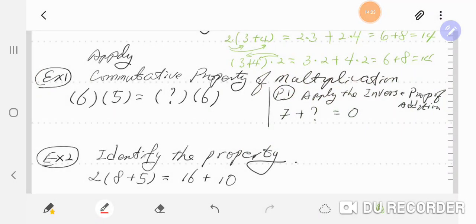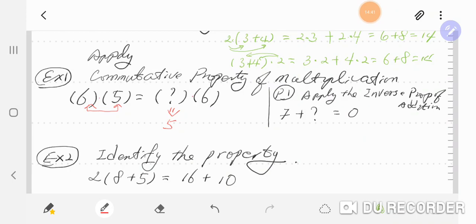Okay, example 1. Exercise 1. Apply the commutative property of multiplication. So we have an equation, and the left side of the equation is 6 times 5. And the right side is something times 6. So what should this question mark be? Interchange these two factors, 5 and 6. So this question mark should be the number 5. Interchange 5 and 6. That's it. Commutative property.